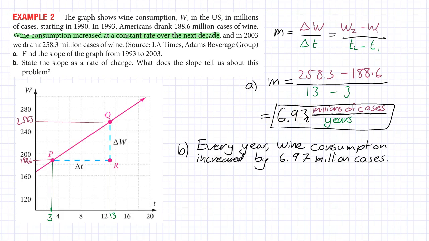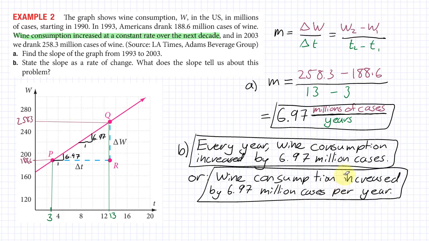You can always think of the slope as what is the delta W if delta T is 1. That's how much it's going up by each year. You could also think of it as just a rate of change, writing it out like the wine consumption increased by 6.97 million cases per year. Means exactly like so. Except, of course, on your handwriting, you're writing your I's a little bit more neatly. Okay, there we go.